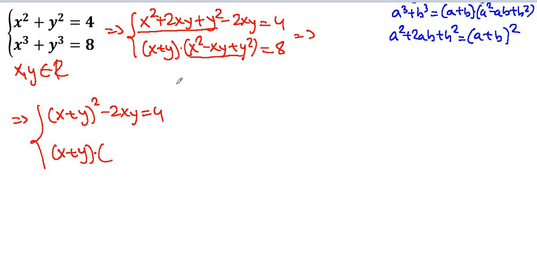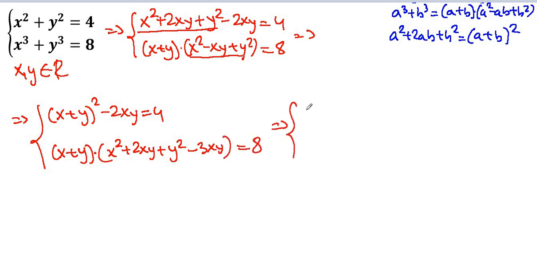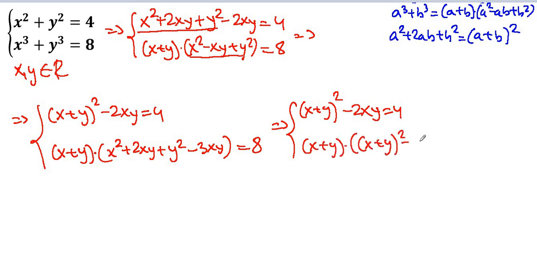First of all I have to express it as follows: x squared plus 2xy plus y squared, and as you can see, to get minus xy I have to subtract 3xy. So this one is equal to 8. Therefore the final system is x plus y to the power of 2 minus 2xy is equal to 4, and x plus y times x plus y to the power of 2 minus 3xy is equal to 8.